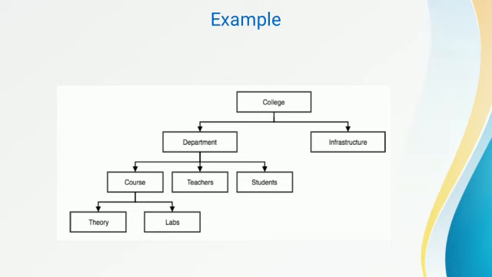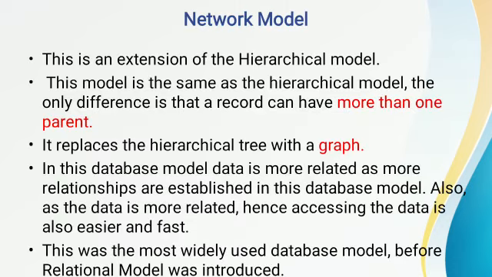Remember this. The next model is the network model. The network model is an extension of the hierarchical model. This model is the same as the hierarchical model, but the main difference is that a record can have more than one parent. Remember this point. In the hierarchical model, only one parent can have a number of children, and one child can have only one parent. But here one child can have more than one parent. That is the difference between the hierarchical model and the network model.